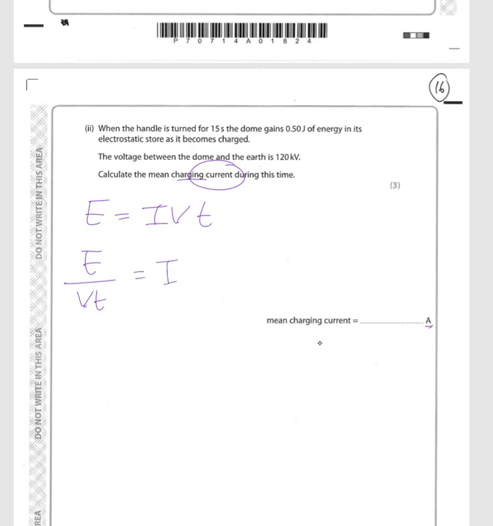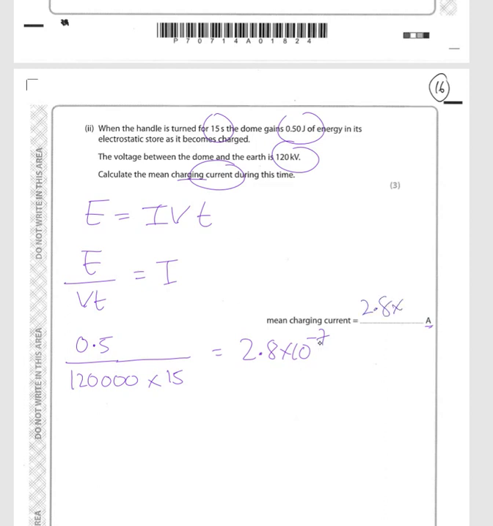Now energy we know it is here, so plug this in, 0.5. Voltage we know it is 120 kilo, so I need to put those zeros. Time is 15 seconds. Therefore, all divided by that, I should get an answer of 2.8 times 10 to the power minus 7. So this is the one I will write down. This is the value my calculator gave me. I'm not doing anything to it. This is the one I will indeed write down.